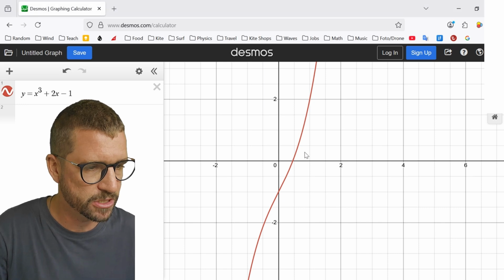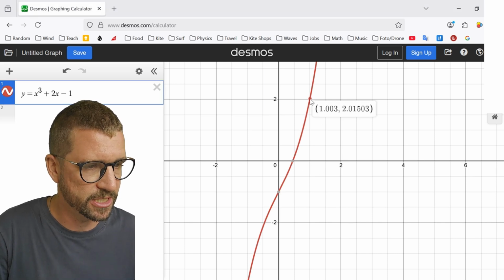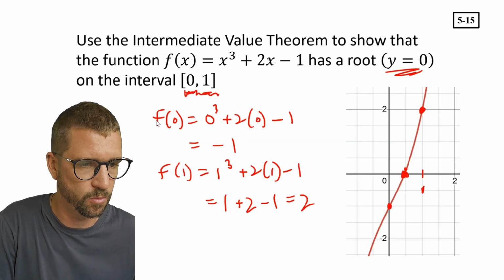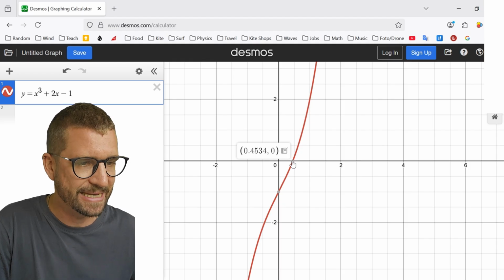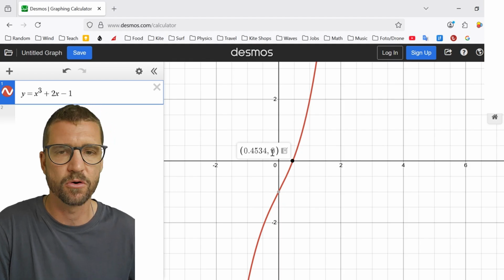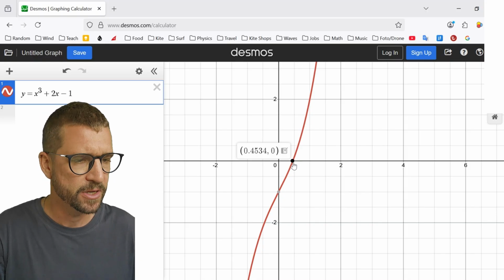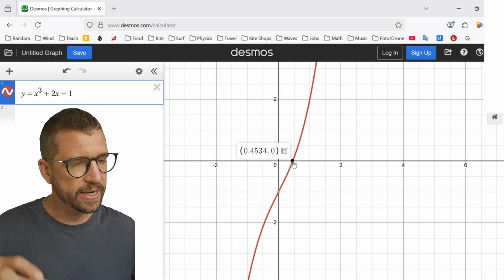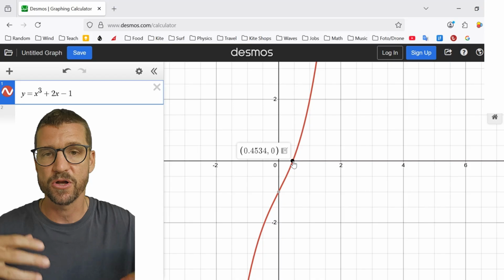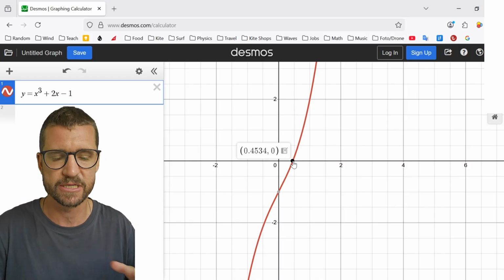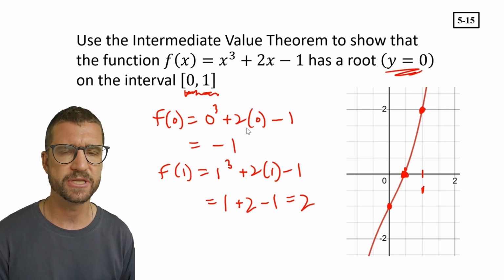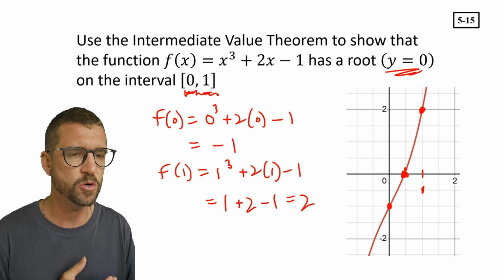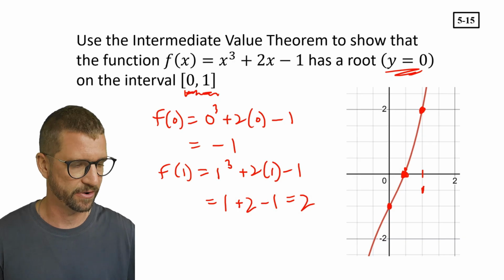So back to Desmos. There's our value 1, which we already found, it was 2. And we can find this 0, which is here. At c equals 0.4534, we have y equal to 0. Just wanted to show you that. But a lot of times with the intermediate value theorem, they just want you to prove that it exists. You don't always need to find it. And that will be the most common case when you use the intermediate value theorem, to prove that there's a root, but you might get something slightly different.